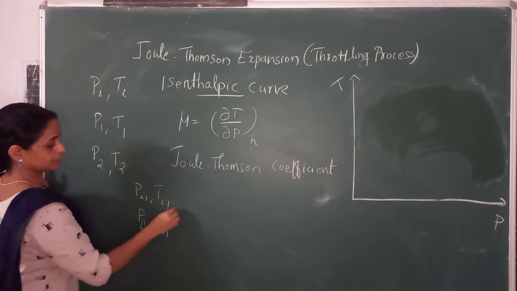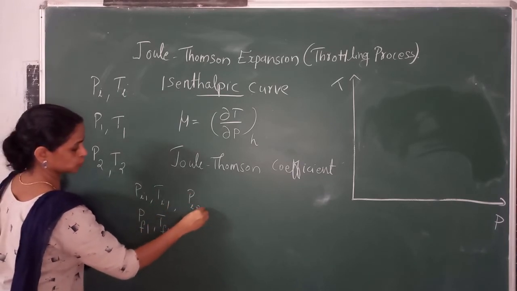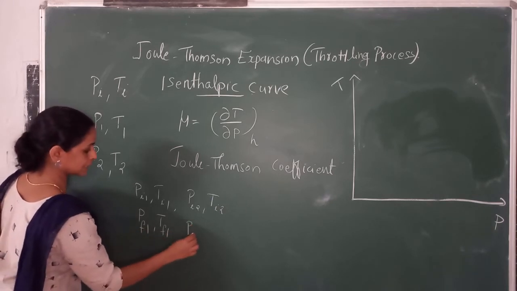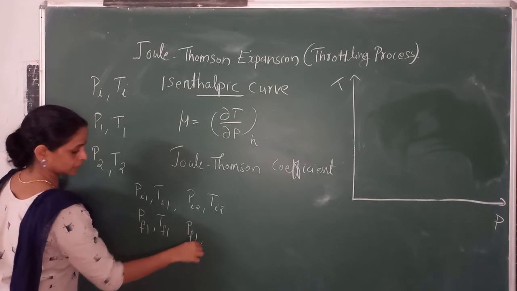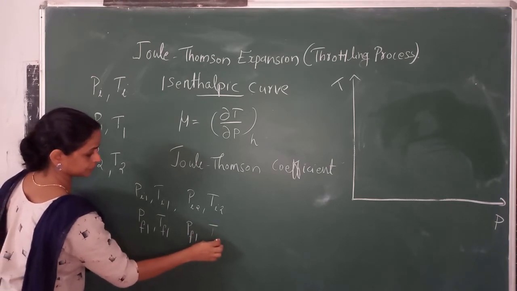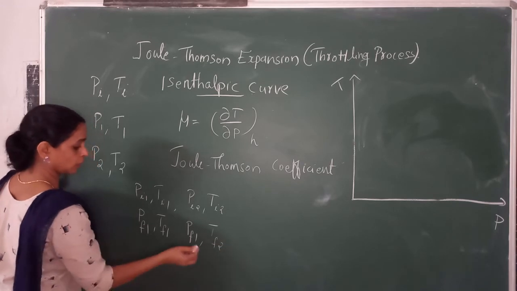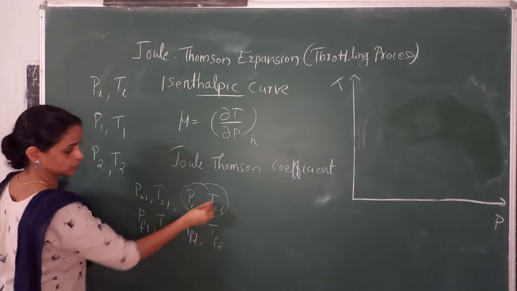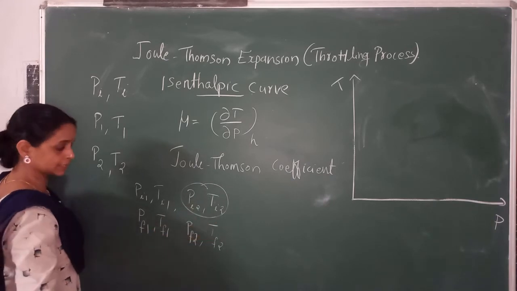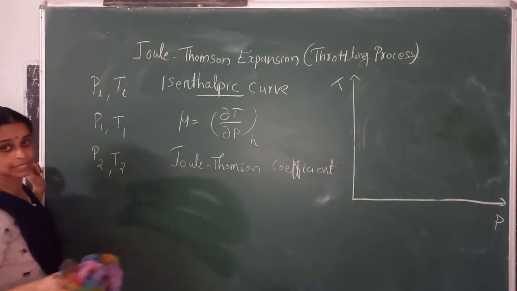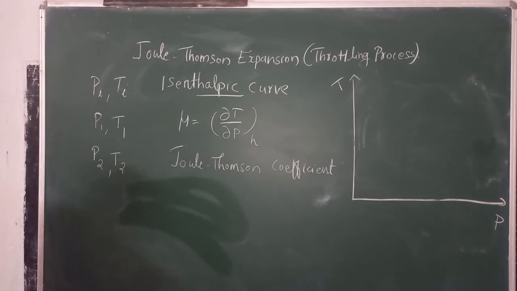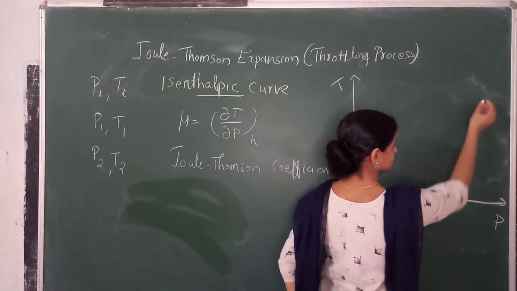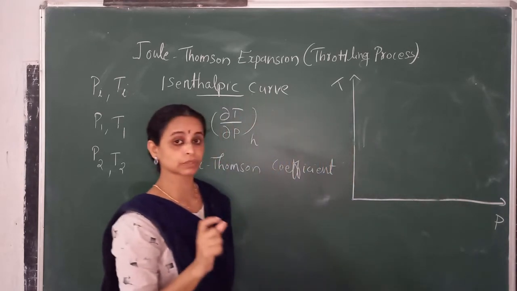If we change the initial pressure to PI2 and TI2, then if we maintain the final pressure at PF1, the TF2 may be different. Or we can change the PF2 also. Then depending upon the initial values and this value, the temperature will vary. That is, the temperature is the dependent variable and pressure is the independent variable. So we can draw different isenthalpic curves for the same gas.